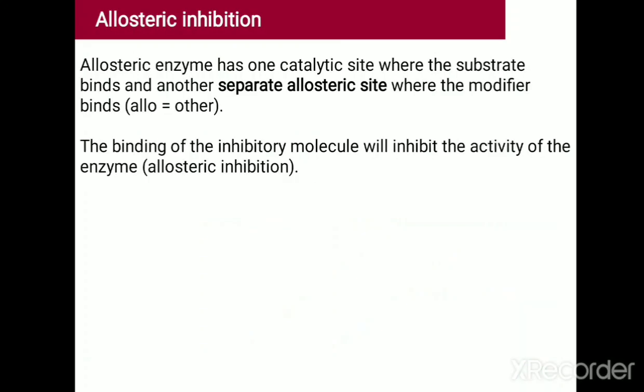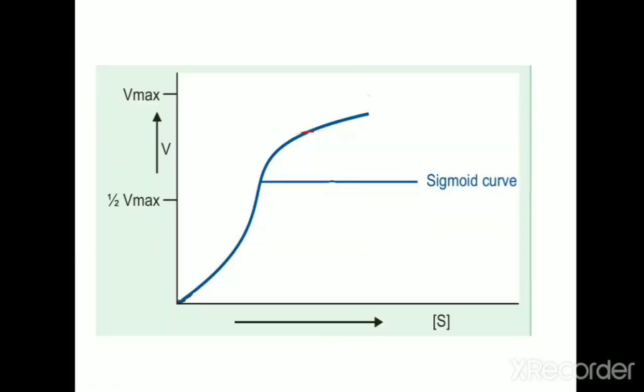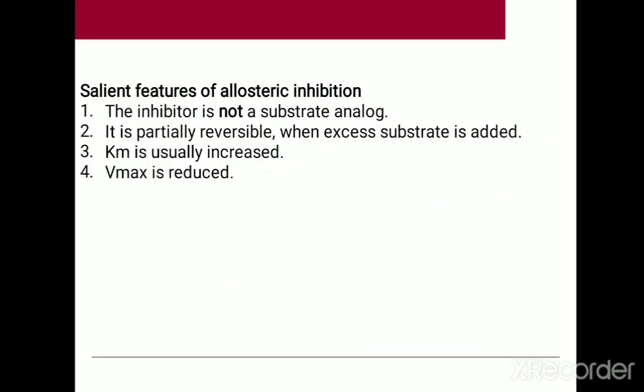Another type of inhibition is allosteric inhibition. It is a type of regulation, allosteric regulation. If the regulatory molecule inhibits the enzyme activity, then it is known as allosteric inhibition. Here the inhibitory molecule binds to the allosteric site of the enzyme molecule. The enzyme has both an active site and an allosteric site, and they are different. Substrates bind to the active site, whereas the allosteric regulator binds to the allosteric site. Here the enzyme kinetic curve will be sigmoid in shape. Just write the points related to allosteric inhibition.